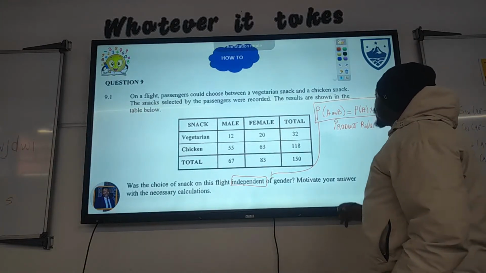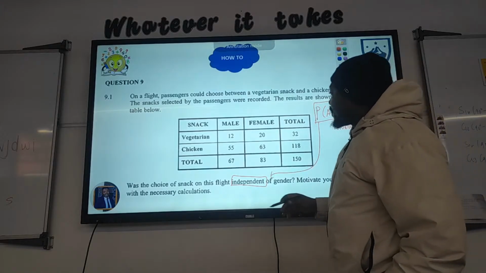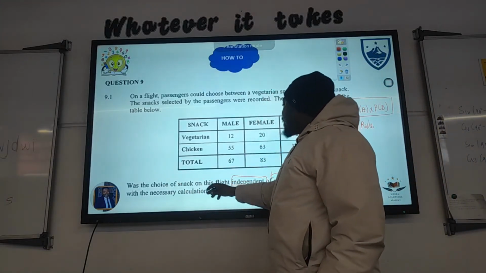So it means we need to go and find the probability of a snack.